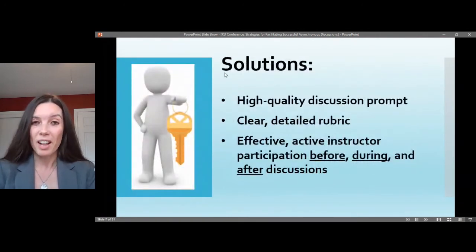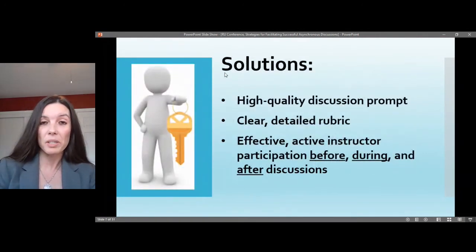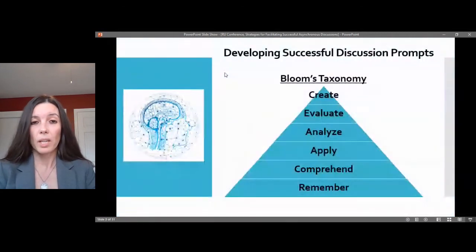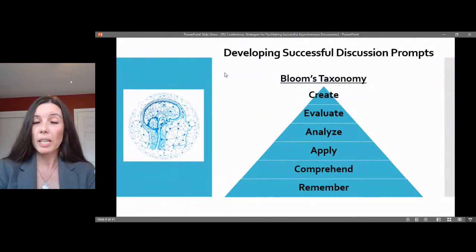So we can overcome these challenges, though, with the right discussion questions, the right rubric, and more importantly, strategic instructor engagement during all stages of discussions. It all starts with the right discussion prompt. When creating discussion questions, you really can't go wrong if you remain mindful of Bloom's taxonomy, aiming to require students to engage in all levels of cognitive processing, where as we ascend the pyramid, the levels of cognitive complexity increase as we guide students beyond recall and comprehension to the deeper processes of application, evaluation, and creation.